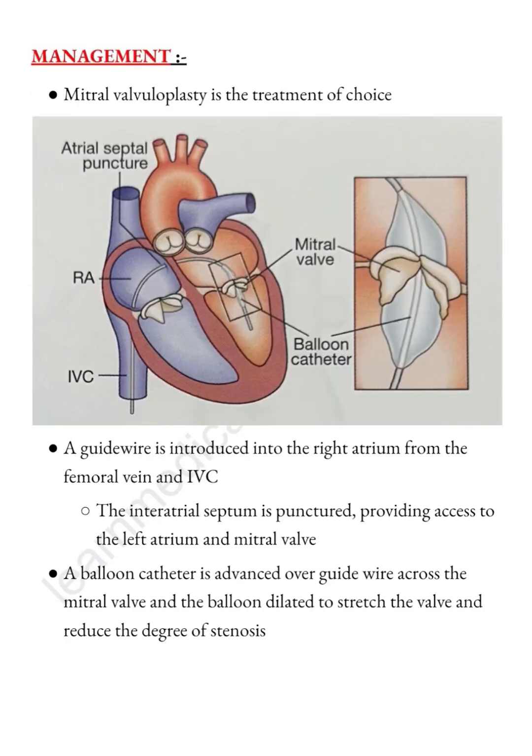Coming to management, mitral valvoplasty is the treatment of choice. You can see in the image, a wide guide wire is introduced into the right atrium from the femoral vein and IVC. The interatrial septum is punctured, providing access to the left atrium and mitral valve. A balloon catheter is advanced over the guide wire across the mitral valve and the balloon dilated to stretch the valve and reduce the degree of stenosis.